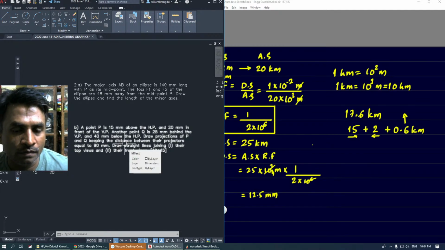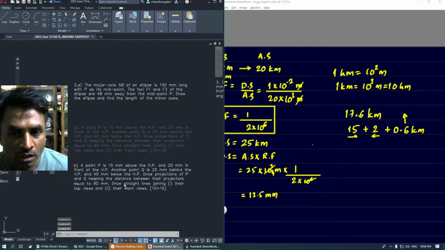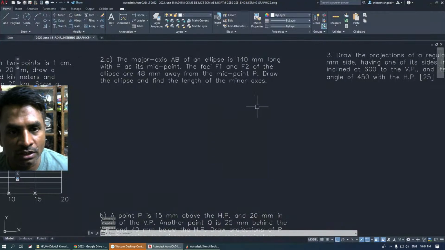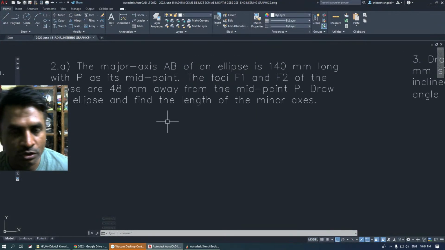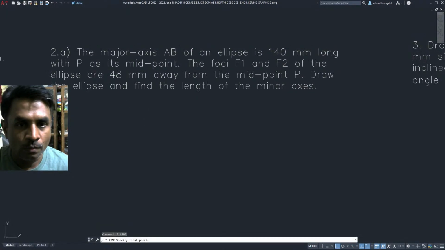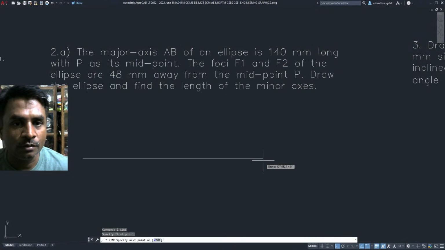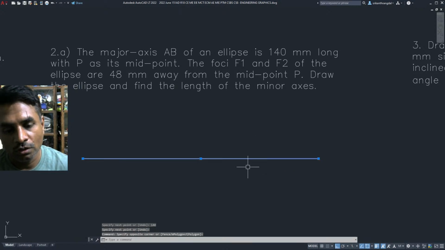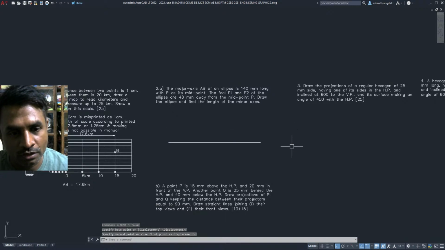Draw the ellipse and find the length of the minor axis. Alright, so this particular question doesn't require any calculations to be made, so I'm going to put it over here right away. I've been given the length of the major axis AB, that's given as 140 mm. You just need to draw a horizontal line of 140 mm.